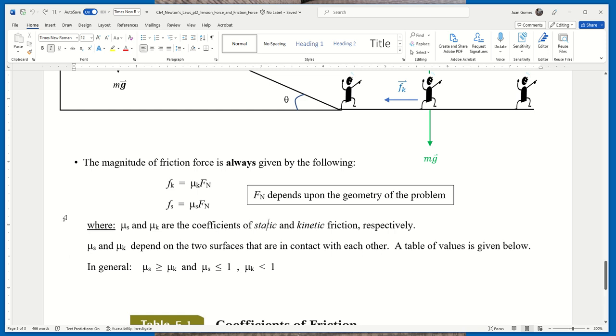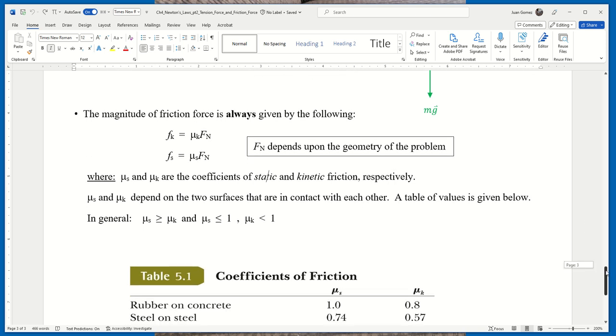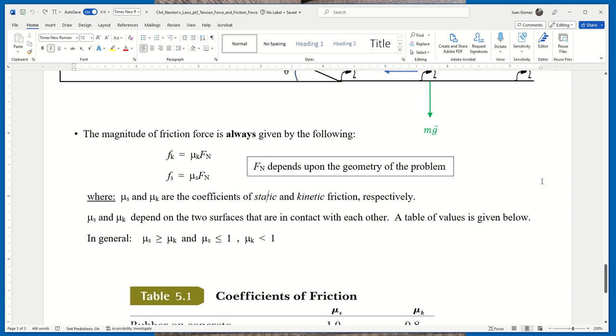It's going to be a lot more difficult to slide down a cement incline than a snow-covered incline. But so Fk is mu k Fn, Fs is mu s Fn. Always true, whether it's k or s. Friction force is always coefficient times normal. Fn depends on the geometry. In general, mu s is less than mu k. And mu k is the coefficient of kinetic friction, mu s the coefficient of static friction. They have no units, they're a coefficient. In math and physics, coefficient means it's just a number, it has no units.